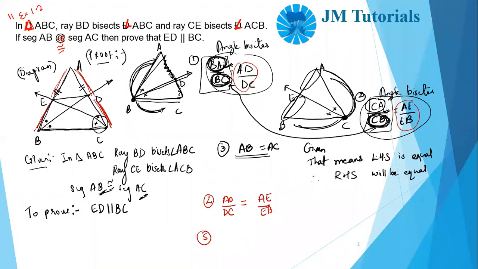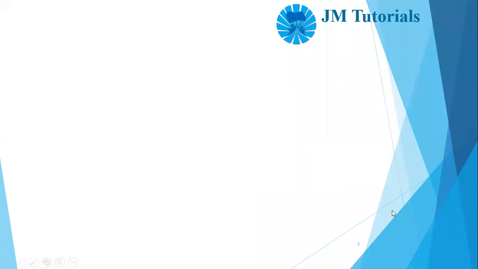So what I'll write now is, because AD upon DC is equal to AE upon EB, therefore ED is parallel to BC, and the reason is the converse of BPT. Did you all understand this, guys? Did everyone understand this? So I'll just go through it very quickly.